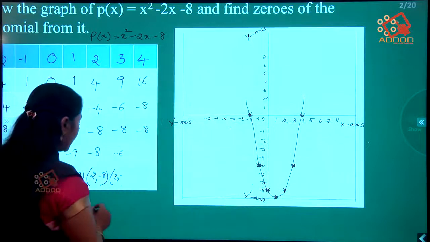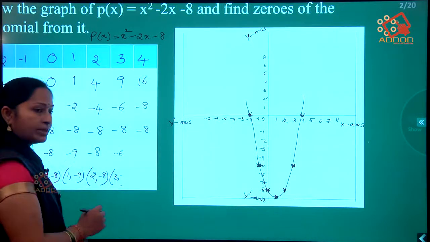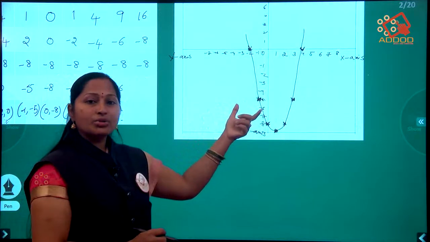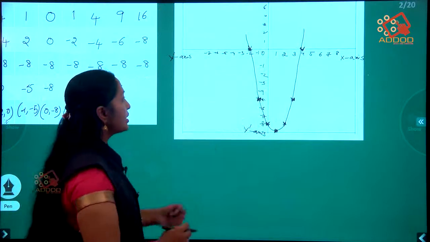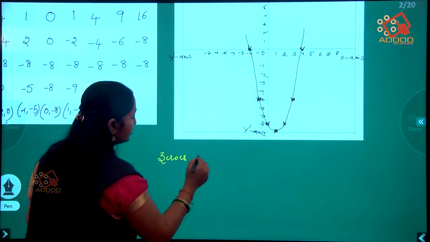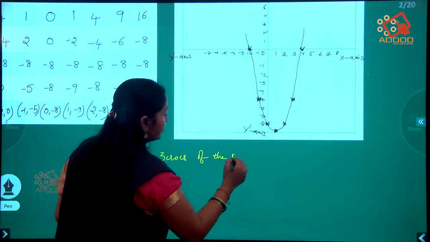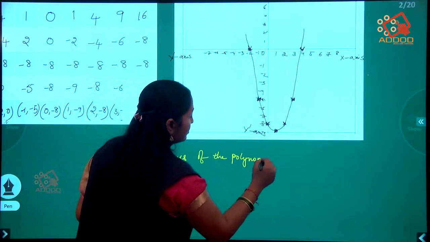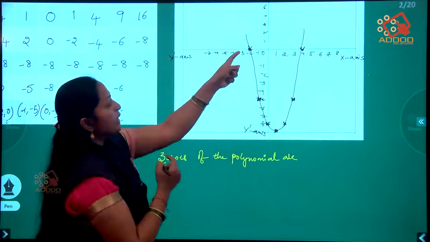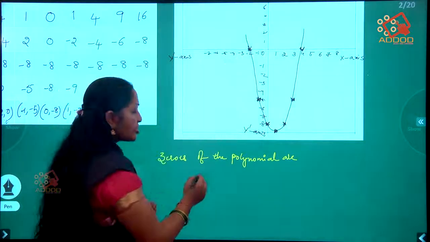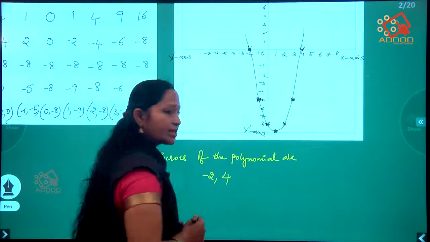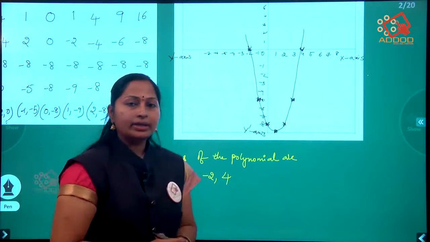Please note down. Now, from this graph, we need to find out what the zeros of this given polynomial are. Now, see, zeros of the polynomial: the curve is intersecting the x-axis at minus 2 and 4. Okay students, have you understood? We'll move on to the next question.